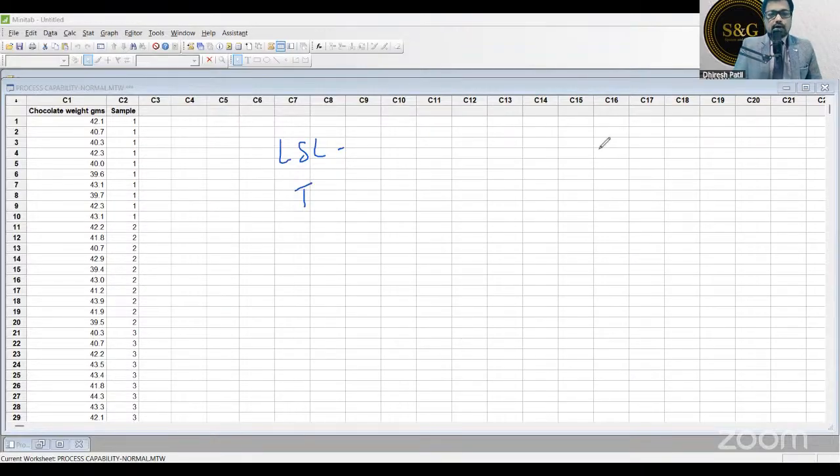So here the target was, let's say, 42 grams. There is a chocolate weight. And let's say the upper specification limit is 48 grams, and the lower specification limit is 36 grams.